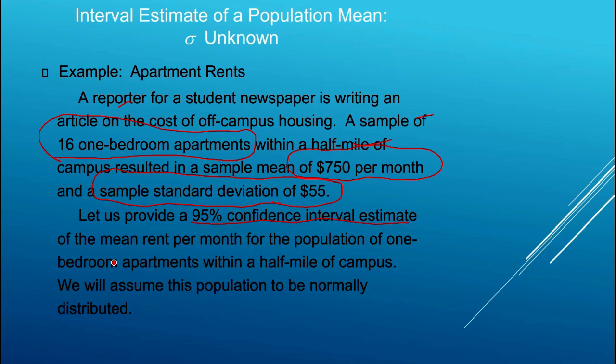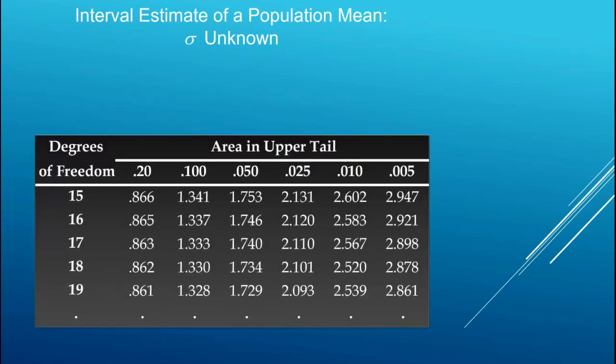And then we're also going to need to know the degrees of freedom. Degrees of freedom here is pretty easy to figure out. We have 16 one-bedroom apartments, and I told you that the degrees of freedom in these examples will be equal to the sample size minus 1. So 16 minus 1 is 15. Keep all of that in mind, and we'll look up that value of t right now because it's an essential component to calculating the margin of error.